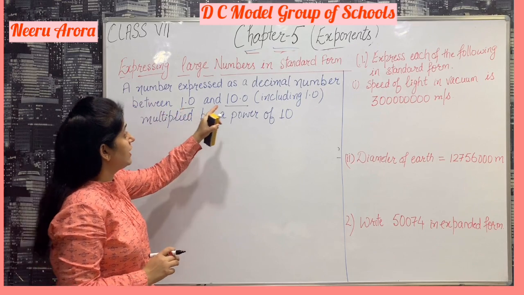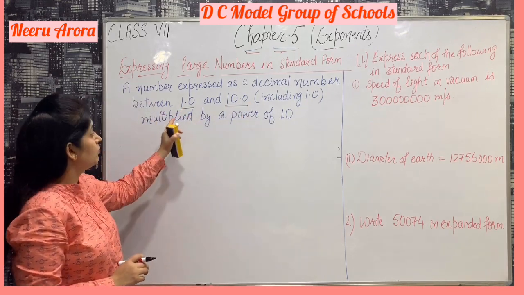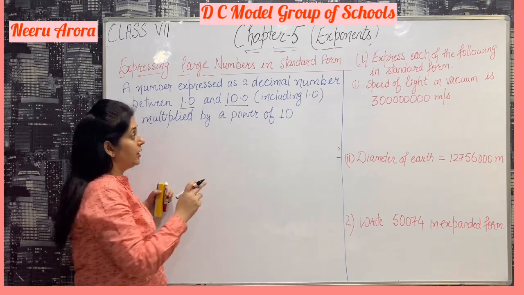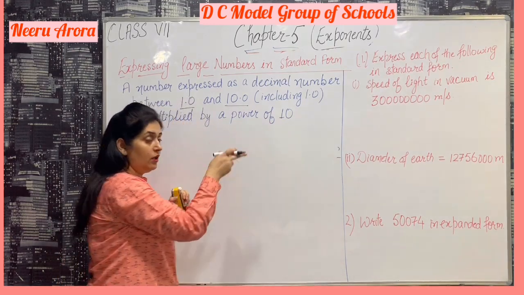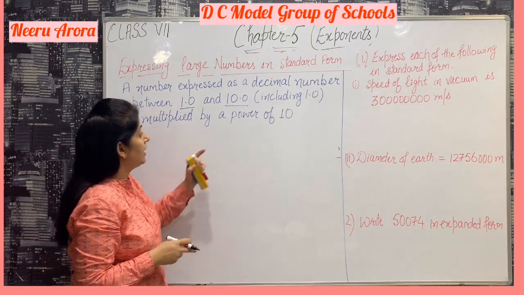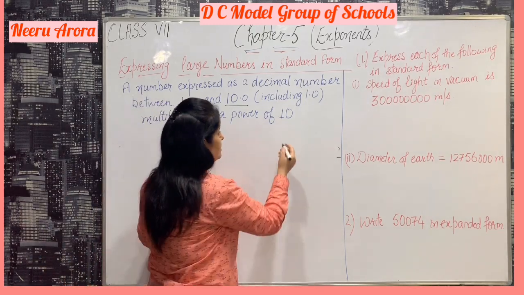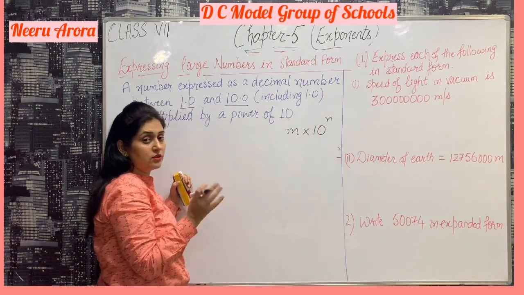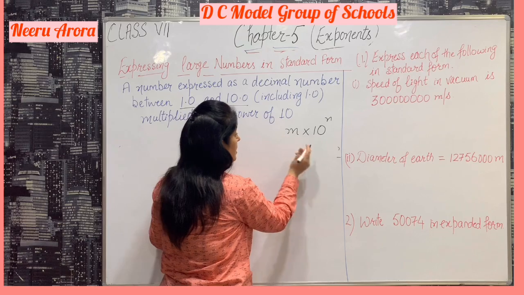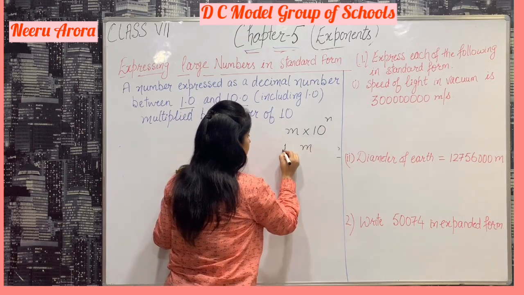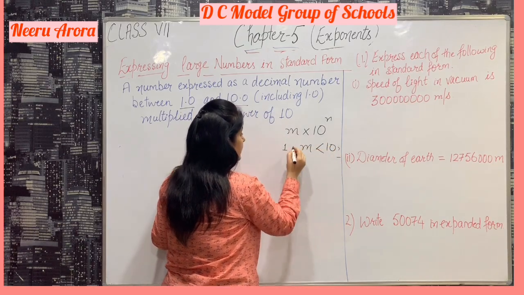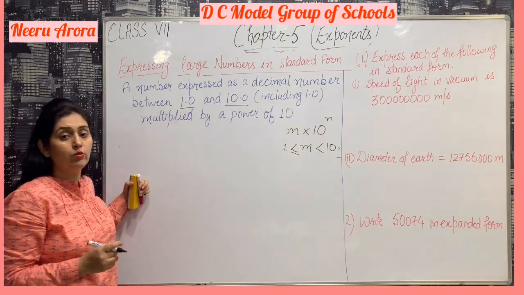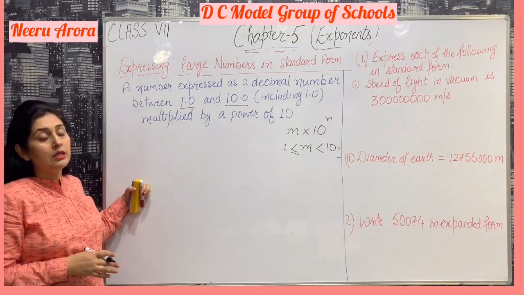A number expressed as a decimal number between 1.0 and 10. It means the number lies between 1 and 10, including 1, multiplied by a power of 10. So let's see, m multiplied by 10 raised to power n. Suppose this is the form of standard form. But what is m? m lies between 1 and 10. It is less than 10, greater than or equal to 1. Equal to 1 means 1 is included in this standard form.